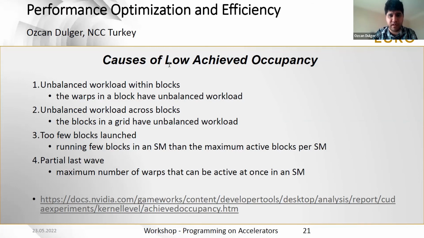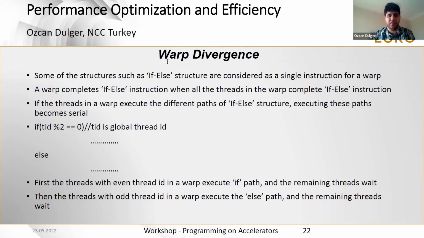And the last issue I would like to tell you about is warp divergence. Some structures, such as the if-else structure, are considered as a single instruction for a warp. That means a warp completes the if-else instruction when all the threads in the warp complete it. If the threads in a warp execute different paths of the if-else structure, executing these paths becomes serial.